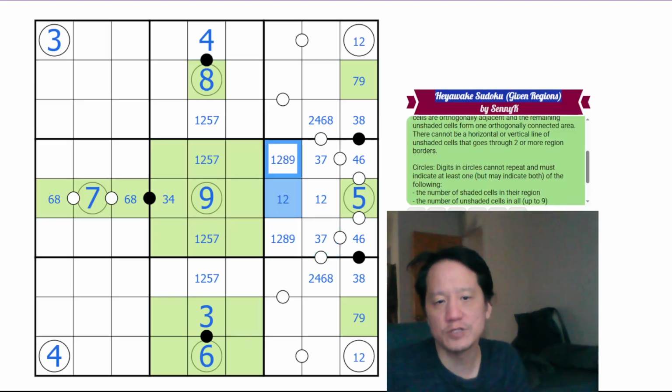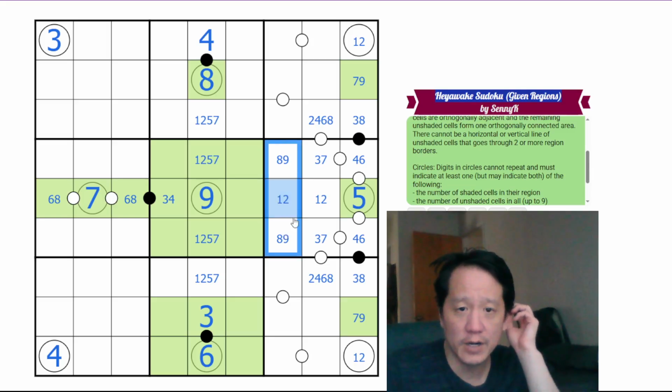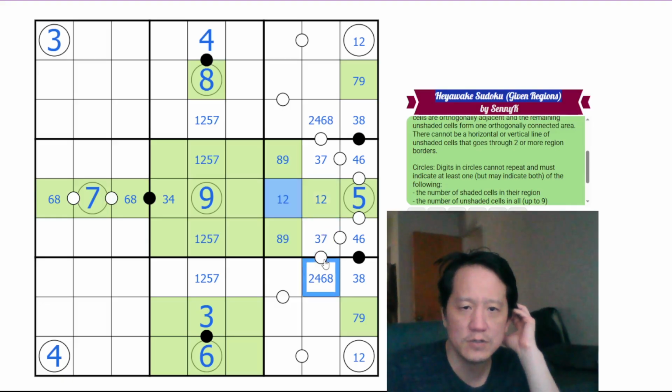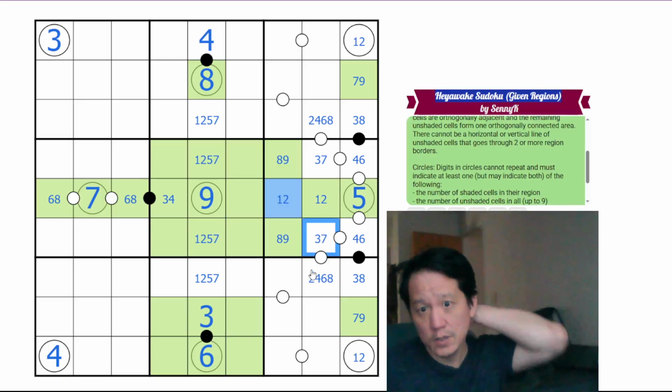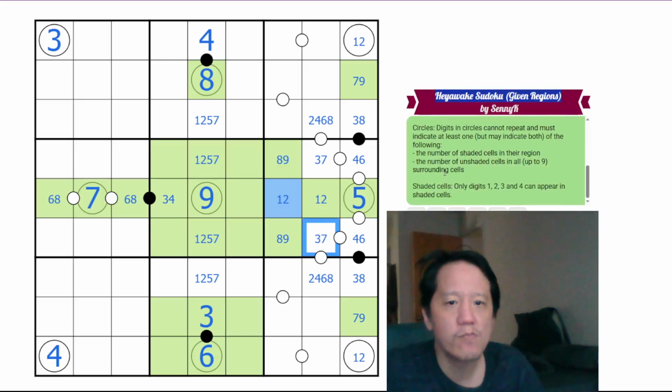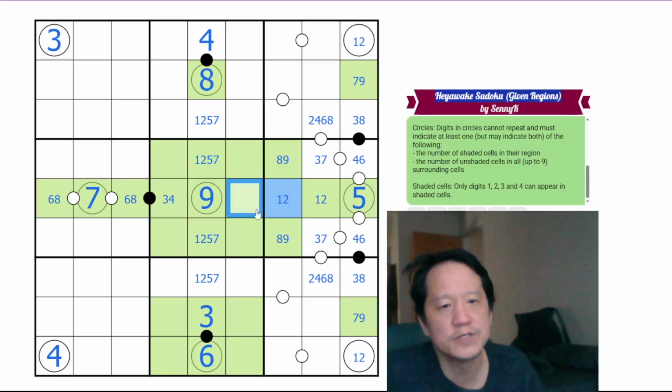So this is 1, 2 as a pair, which eliminates 1 and 2 in the rest of the box. This is 8 and 9. So it cannot be shaded. This can't be shaded because it shares an edge with the shaded cell. So this is unshaded. One of these has to be shaded. This has to be 3 or 4.